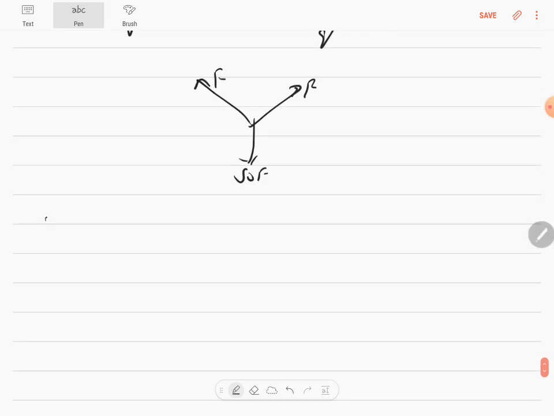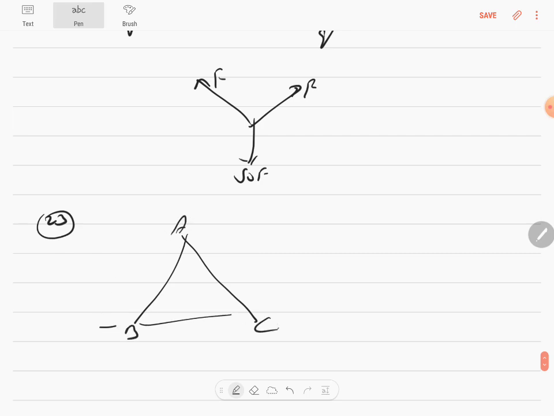Example 23: plus 5 microcoulomb, 10 microcoulomb and minus 10 microcoulomb are placed in air at the corners of an equilateral triangle. Determine the resultant force on charge A. So it's the same. Supposing there are charges A, B, C like this, the resultant force is only on A.